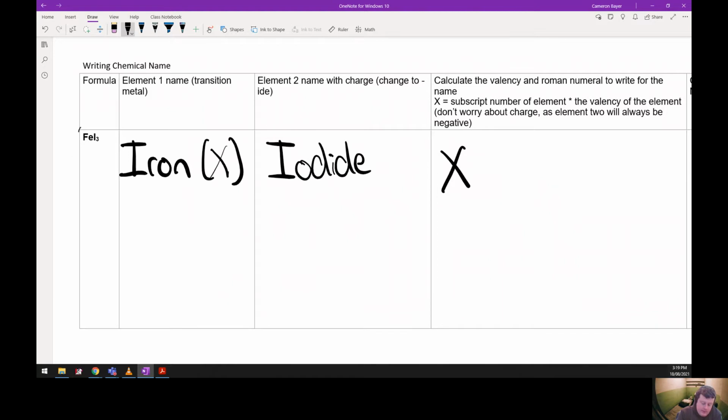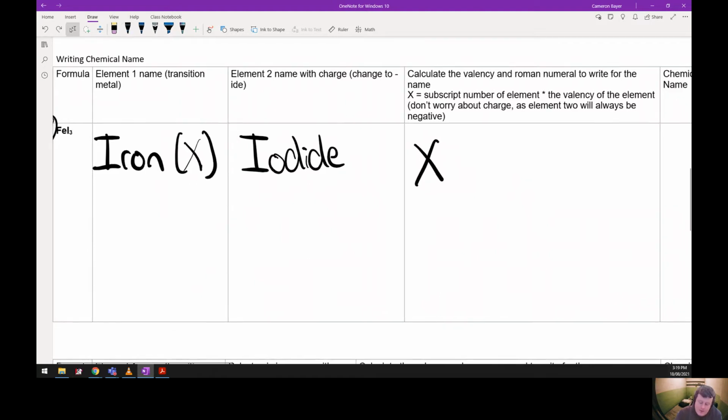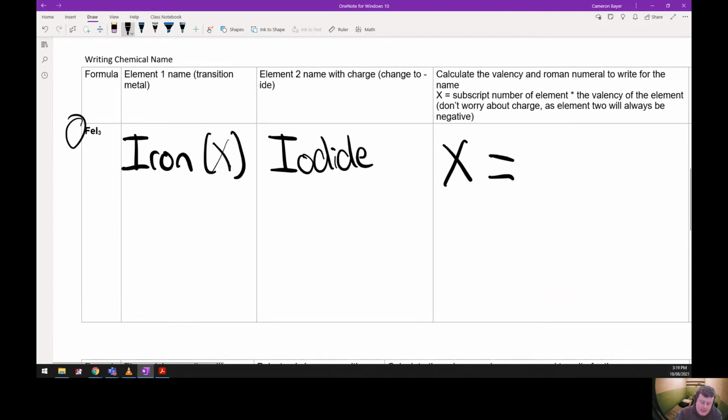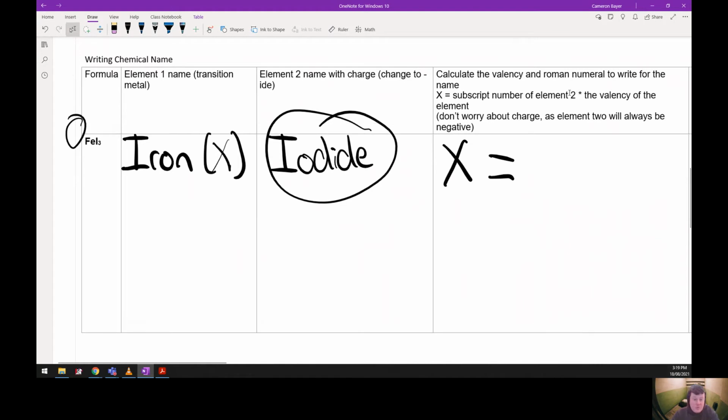Now, if I look at the front here, I've only got 1 iron, so I don't have to do anything with X. If you have 2, you'll have to put a 2 in front, and I'll show you an example of that. So this is X, and what you're going to do is use the subscript of the element, and the element is actually going to be this one here, so element 2. I probably should change that and write element 2. So subscript number of element 2, because that's the one we're attached to.